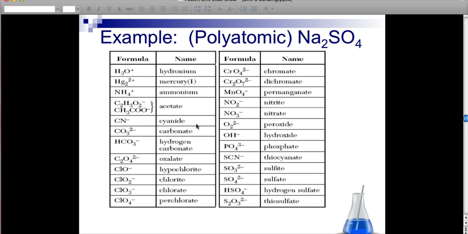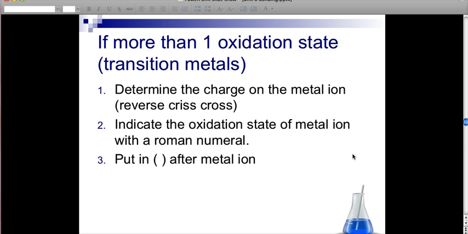So for example, with a polyatomic ion, Na2SO4, Na is sodium, SO4 you will see is over here, and this is sulfate. So we end up with sodium sulfate.